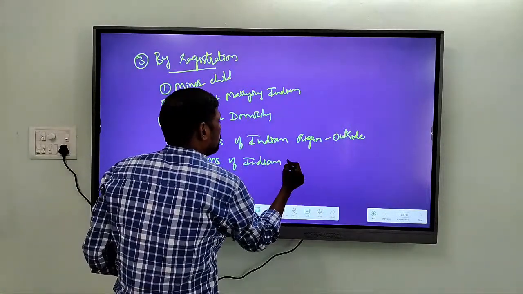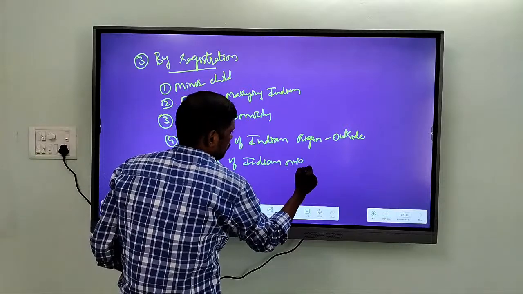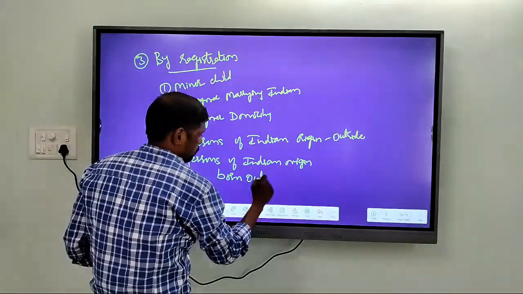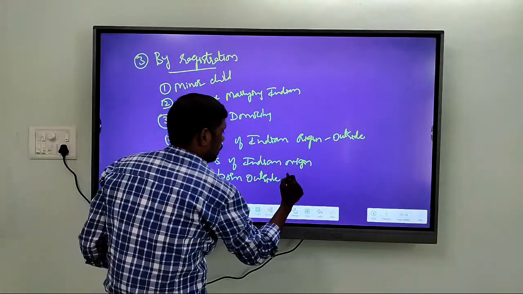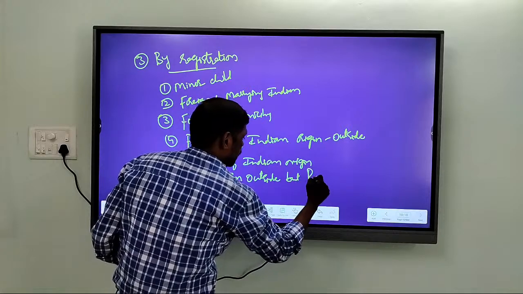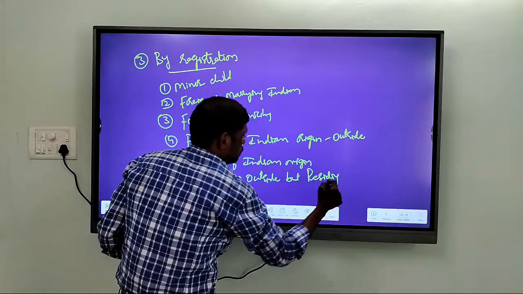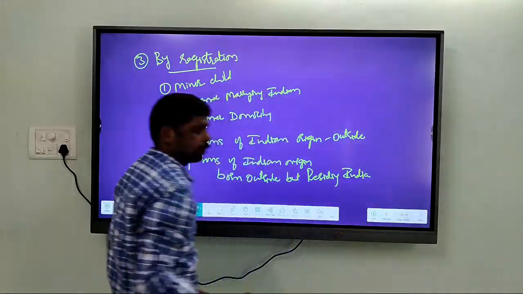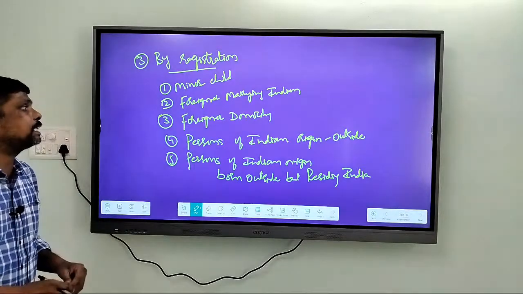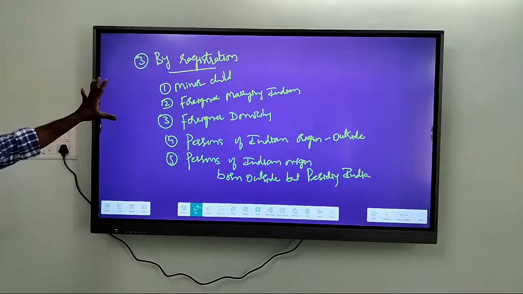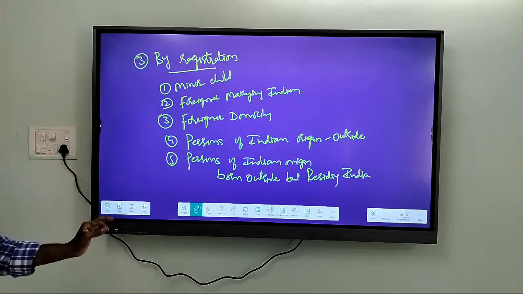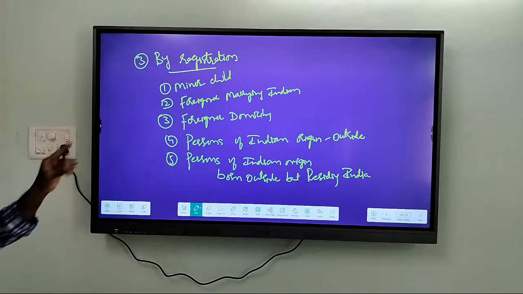Born outside but living in India, but residing in India. Alright? So these are different categories of people who can acquire Indian citizenship by way of registration.